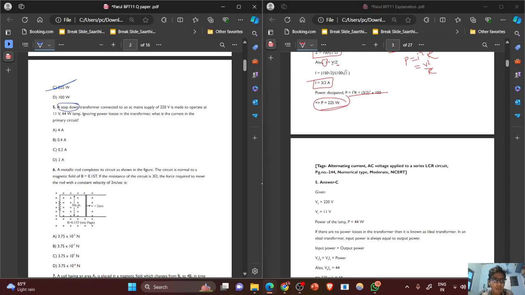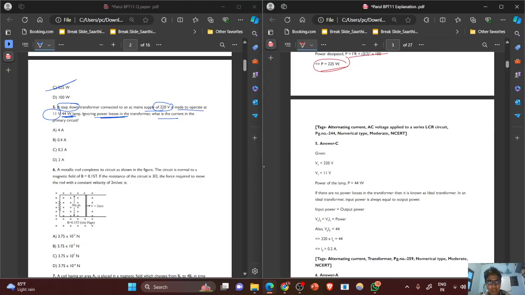Okay, a step-down transformer, if I keep in mind, is connected to a main supply of 220 volt and made to operate at 11 volt, 44 watt lamp, ignoring power losses. What is the current in the primary circuit? It is asking about the current in the primary circuit.